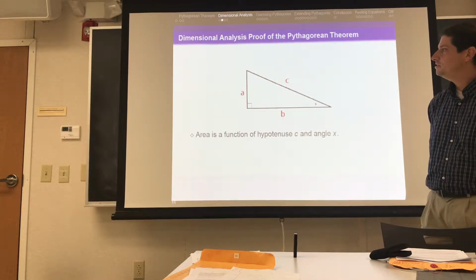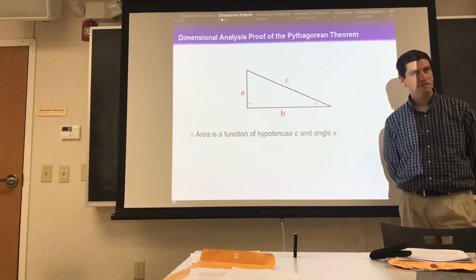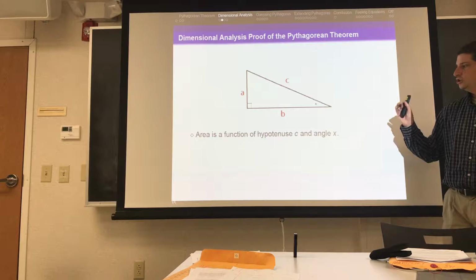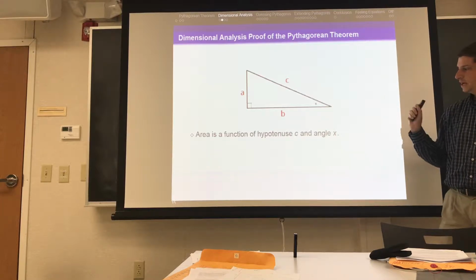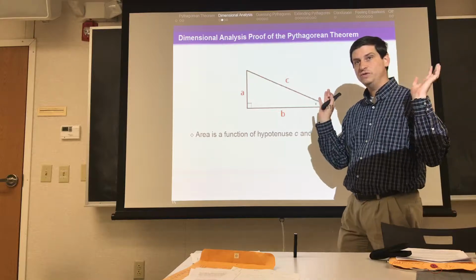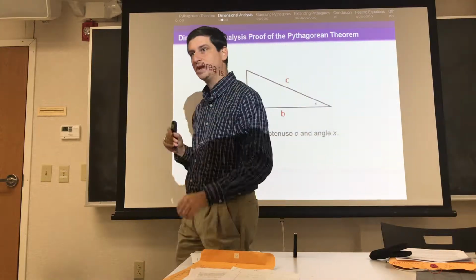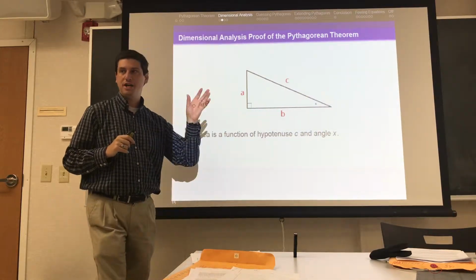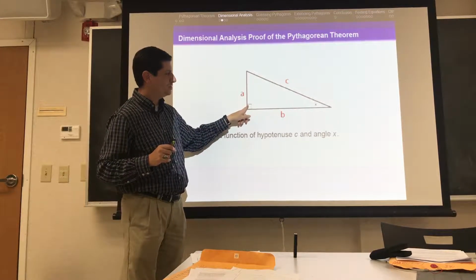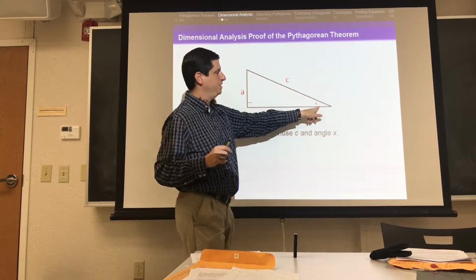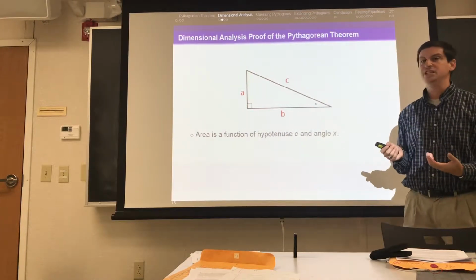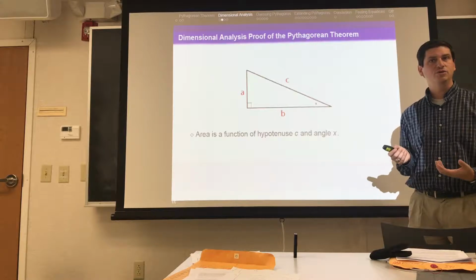All right. So here's the dimensional analysis proof of the Pythagorean theorem. This is my favorite proof. This is the one my physics professor showed me. Do you agree that area is a function of the hypotenuse and the angle? That all you need is those two values and everything else is determined. Without going into what sine and cosine are, A would be C sine x, and B would be C cosine x, and the area would just be 1/2 C squared sine x cosine x.